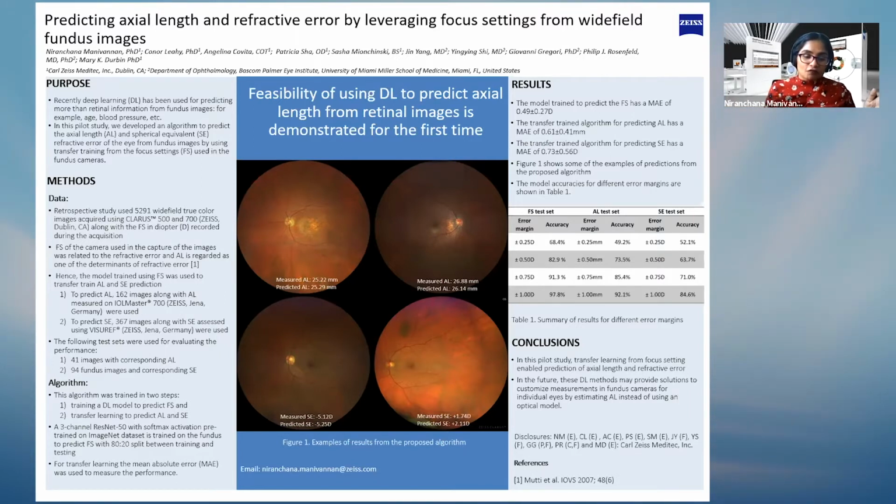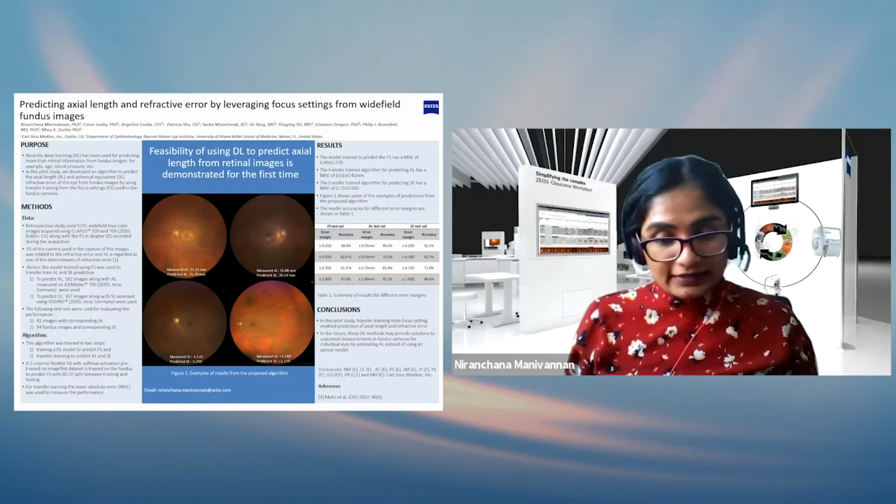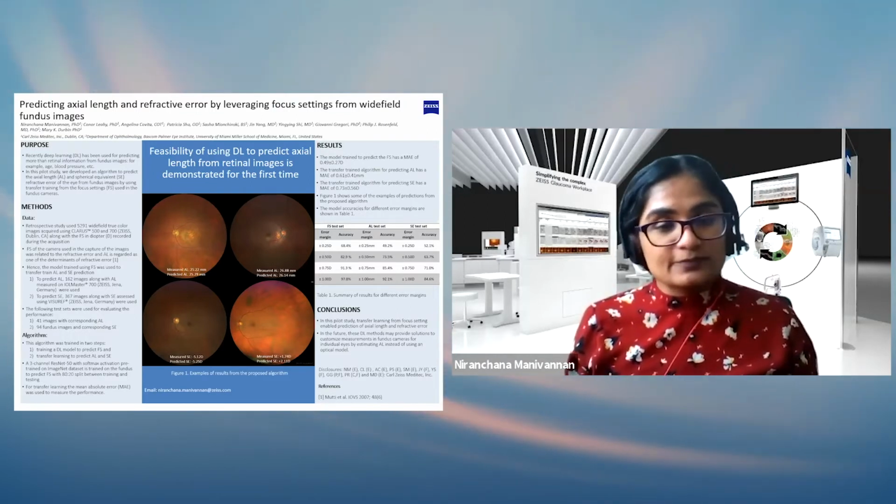For this, we took a retrospective data of 5,291 wide field true color images from CLARUS, along with the focus setting in diopter, which is recorded during the acquisition. Then the model was trained to predict the focus setting. For the second part of the algorithm, we collected axial length from 162 CLARUS images by using IOL Master. And for predicting spherical equivalent, we used 367 images along with spherical equivalent of refractive error by using VisuRef. For testing both of these parts of the algorithm, we used 41 images with corresponding axial length and 94 fundus images with corresponding spherical equivalent.